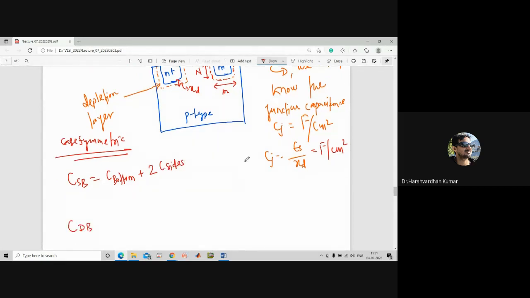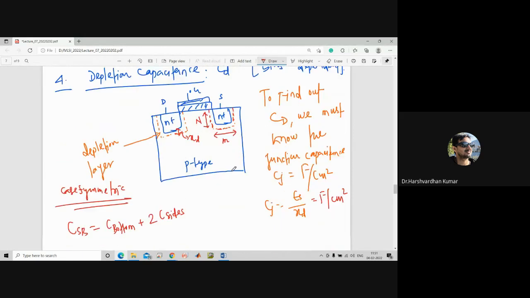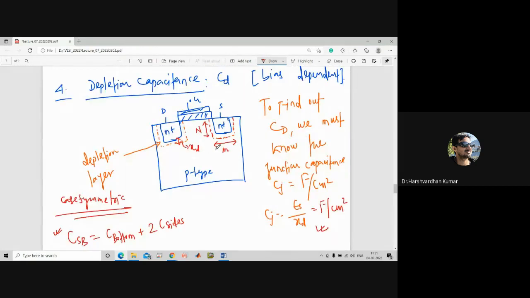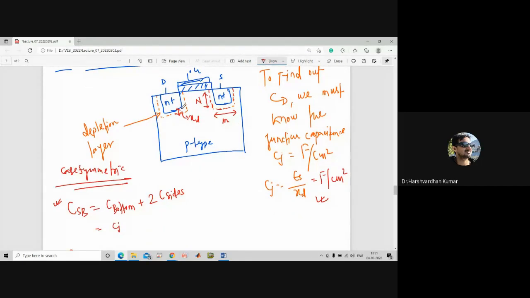As I told you, to calculate the depletion capacitance, we must know the junction capacitance. The unit of the junction capacitance is farad per centimeter square, but we want to calculate the source to body capacitance in farad. So we will have to multiply this term by the area. For the bottom capacitance, what will be the area? Not m into XD. XD is the thickness.